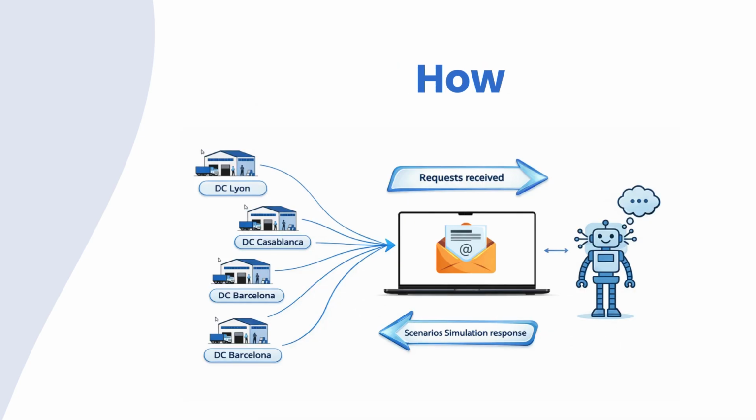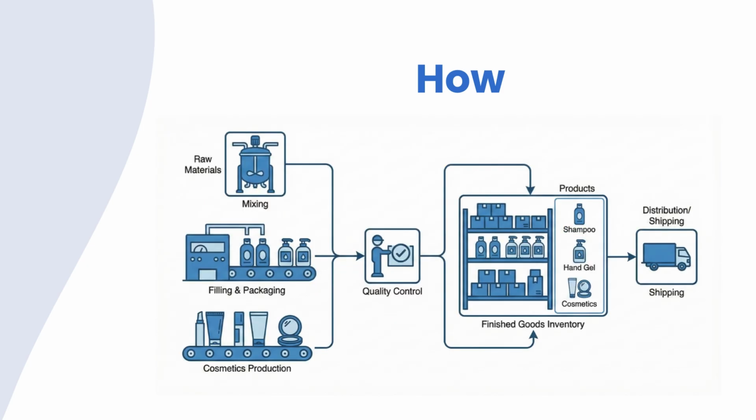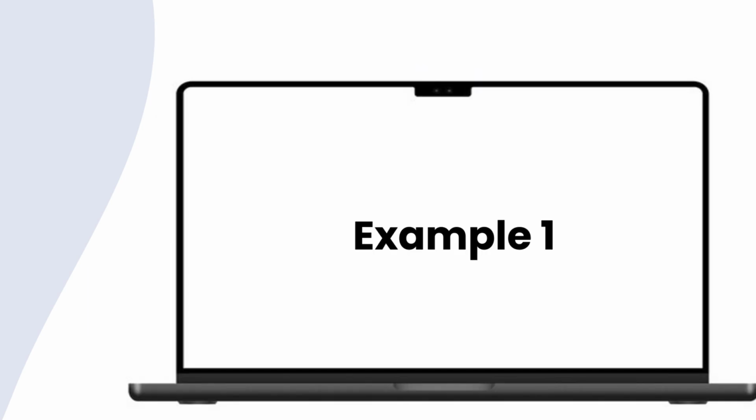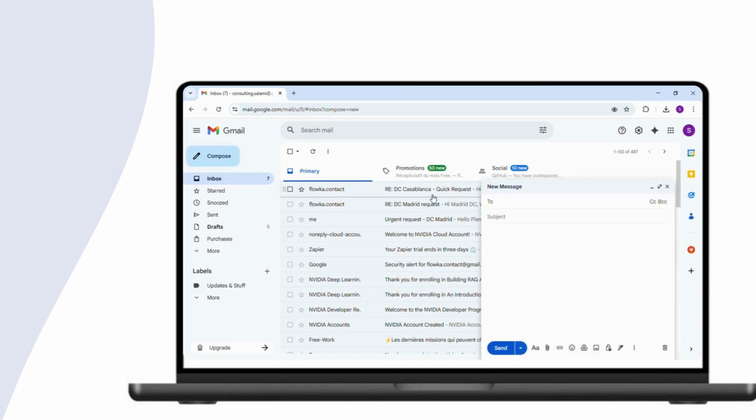How does it work? In this case, we will have different distribution centers sending a request, and then the AI will reply. The company will be producing cosmetics, shampoo, conditioner, and so on. Okay, let's check a few examples.